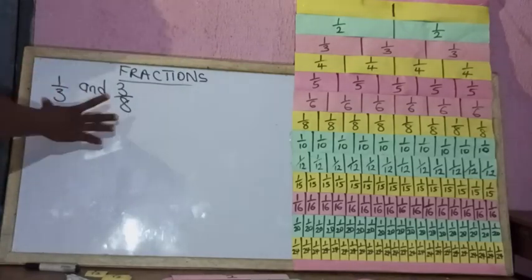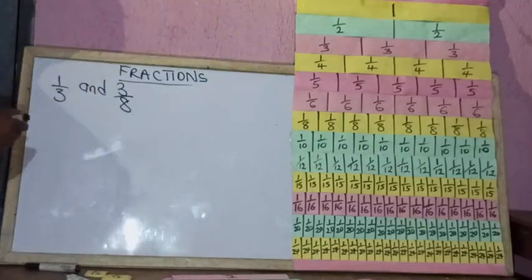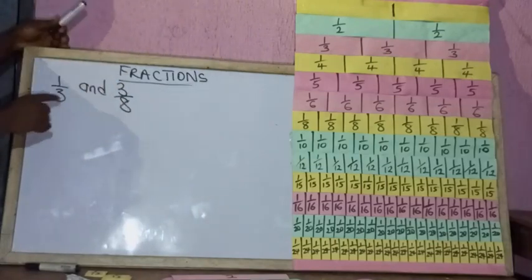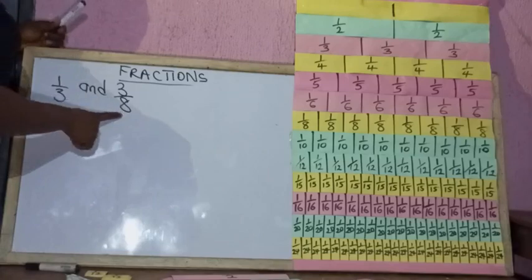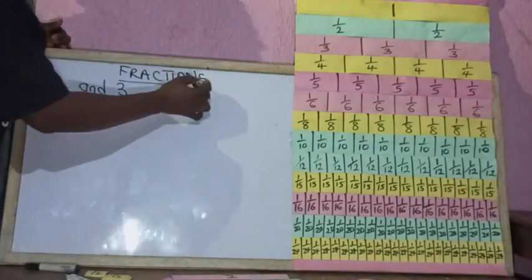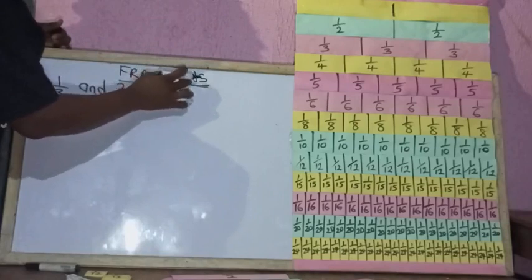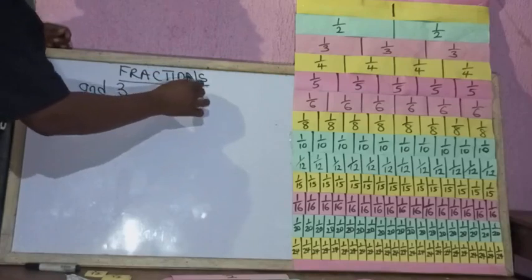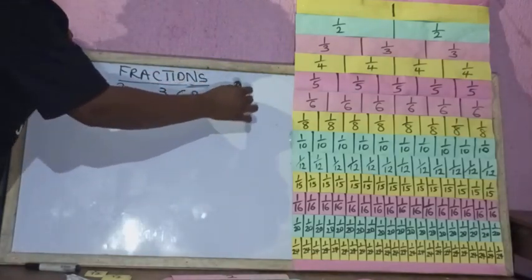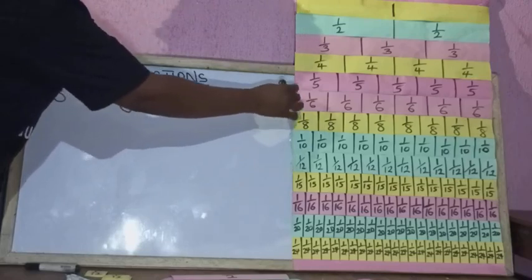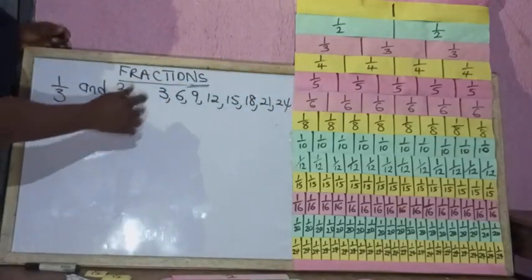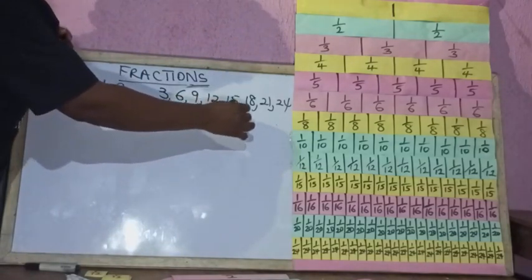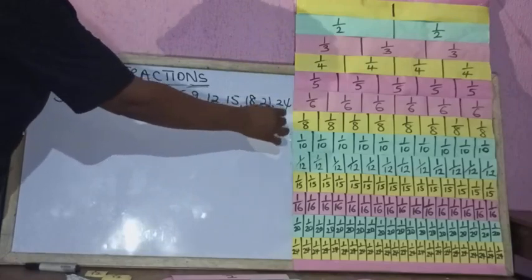So let's see how we convert these two to have the same denominators. The denominator here is 3, while the denominator here is 8. So we'll be working with multiples of 3 and multiples of 8. Multiples of 3 simply means start with 3 and count in threes. So we have 3, that's the first multiple of 3, 6, 9, 12, 15, 18, 21, 24, and so on. We'll also take multiples of 8, which are 8, 16, 24, 32, 40, 48, and so on.